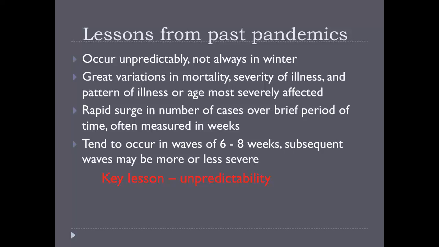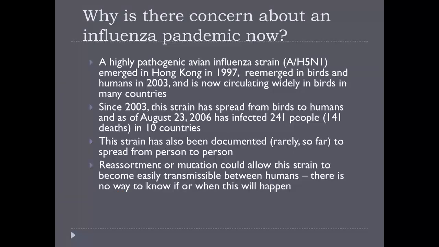There's great variation in mortality and severity of illness, and a rapid surge in numbers. You get this massive increase. With regular flu, it'll be a steady increase, and it'll kind of top out, and then over the entire season, it'll start to come down. With pandemic flu, it's a rapid increase, and it occurs within a period of weeks. The key lesson, again, is unpredictability. You have to have a good surveillance system in place to be able to detect when this type of thing happens. So why is there a concern about pandemic now?